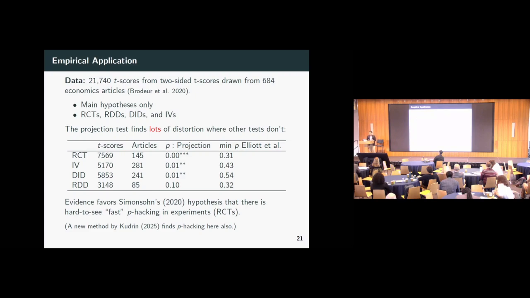In particular, I want to note that the evidence against the null of no p-hacking is strongest for RCTs. And this evidence kind of favors Simonsohn's hypothesis that he posted on Data Colada 6 years ago, that there might be p-hacking that occurs in RCTs that is harder to notice in the t-curve than for other methods. I'll also note that there are other working papers that also find p-hacking among these tests. I'm not the only person to have found it.